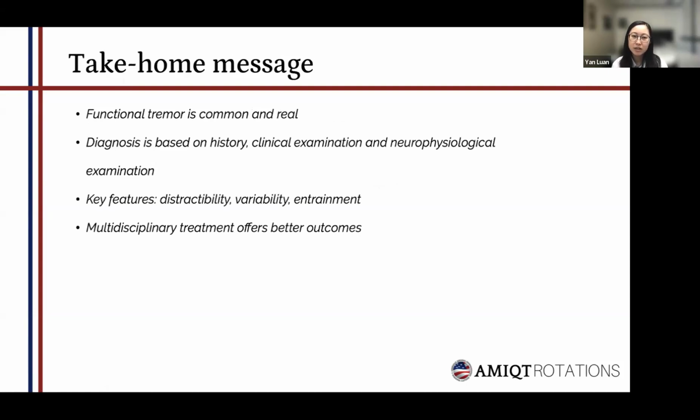So the take-home message here is that functional tremor is common and it's real. It's very important for us to make a correct diagnosis based on history, clinical examination, and neurophysiological examination. The key features include distractibility, variability, and entrainment. A multidisciplinary treatment can sometimes offer a better outcome.